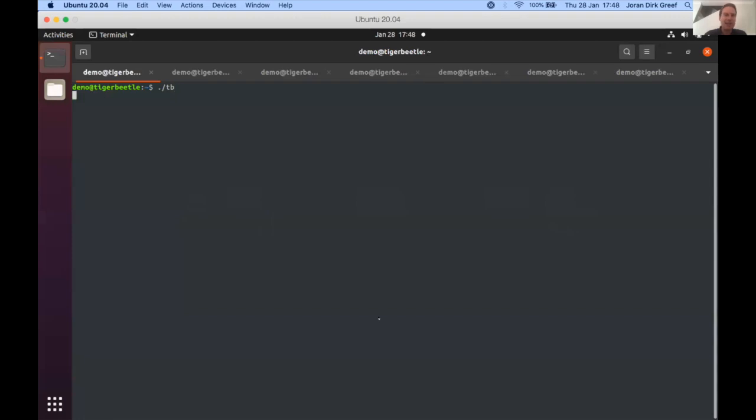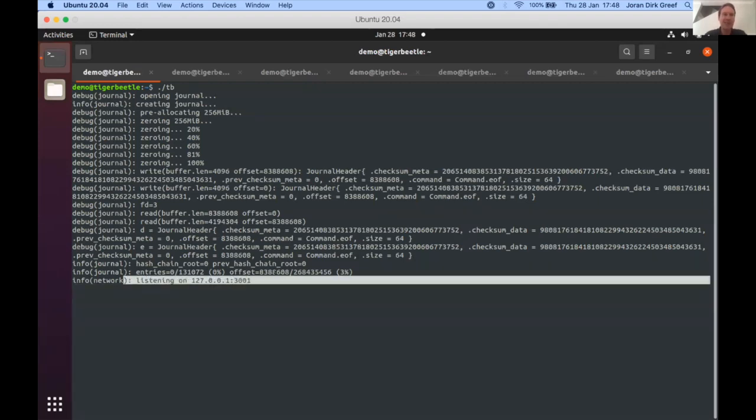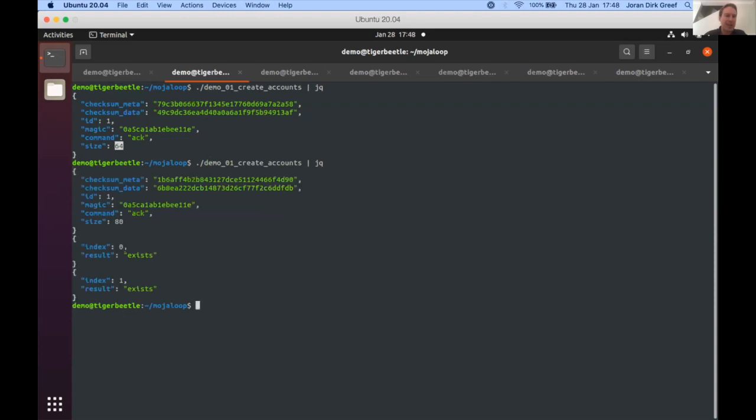Let's start TigerBeetle, debug log level, can see what it's doing. I won't go into that now. On our repo, we've got another video where you can see how all of this works with our io_uring and everything. Important thing now is that we can see the server's listening. And let's run our demo. And we can see we got our ACK back from the network, 64 bytes, there were no errors, so everything succeeded. If we run again, we're going to see that these 2 errors show that the accounts exist.